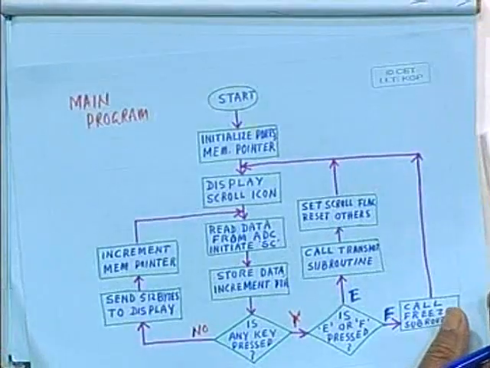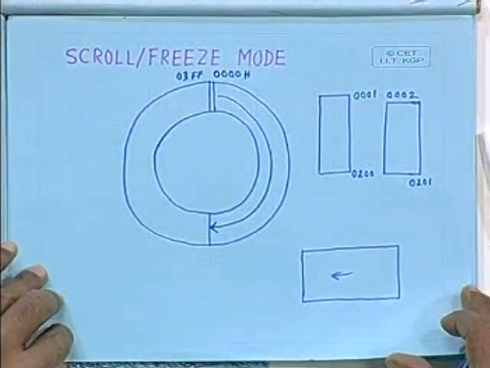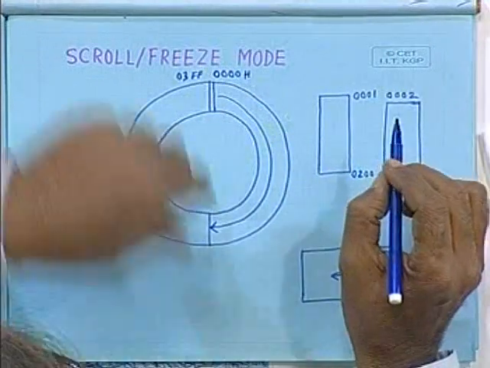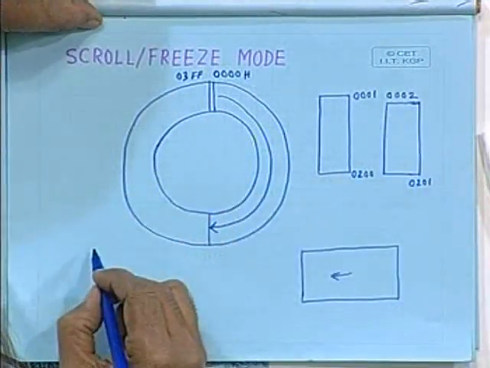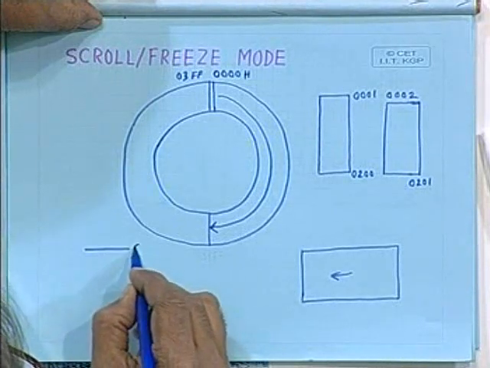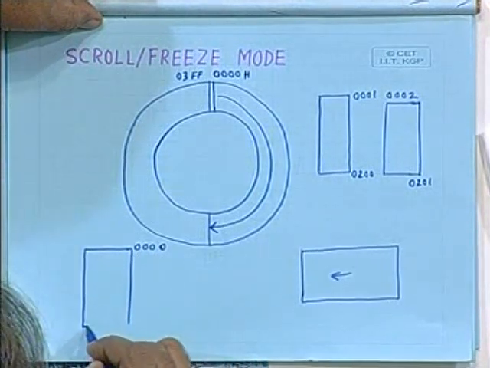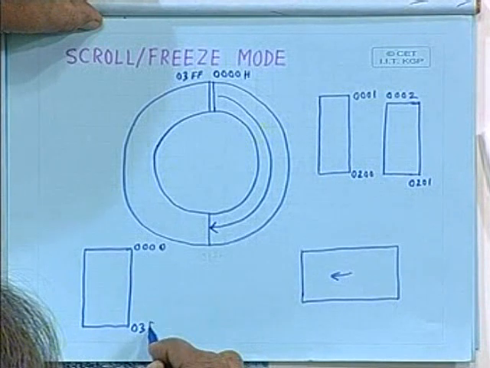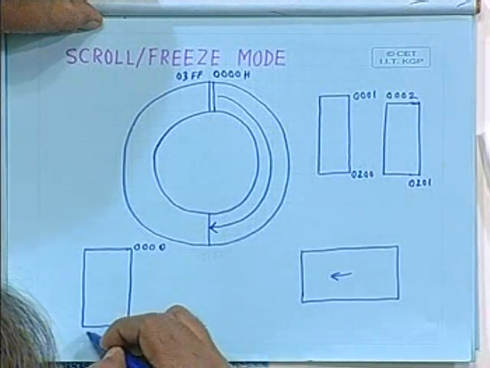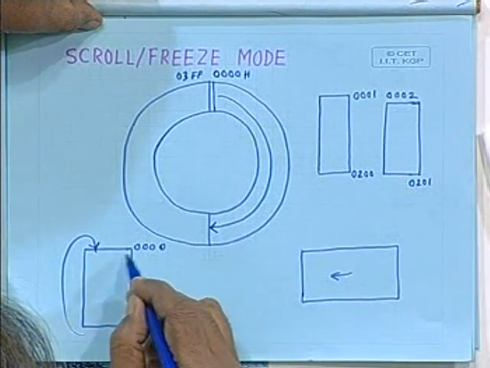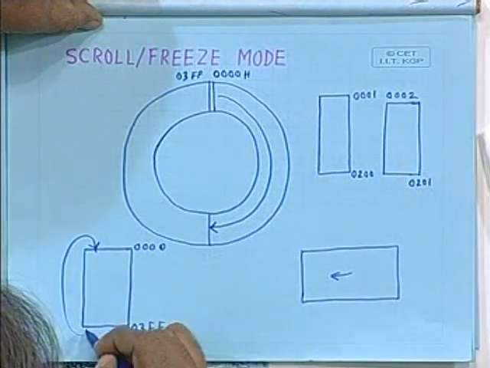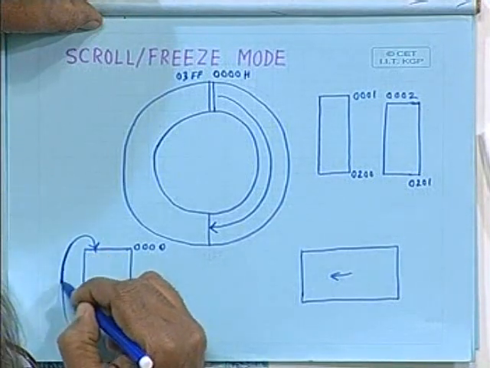Now let me explain that freeze mode. Whenever it is in the freeze mode, as I was telling, the counter is not initialized. That's why if it starts from 0000, it will keep on displaying till 03FF. That means the entire 1 kilobyte will be sent, then again it will go back to 0000 and come back to 03FF. So in this way, it will keep on doing it, and as a result on the screen you will now get a stable picture. It will no longer keep on scrolling.